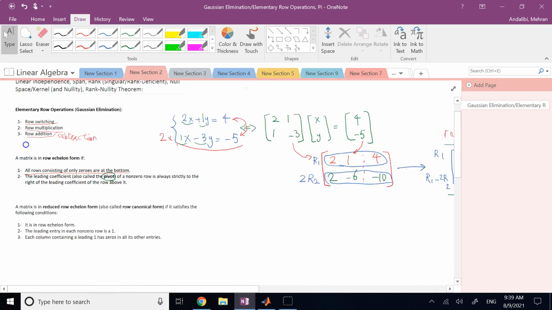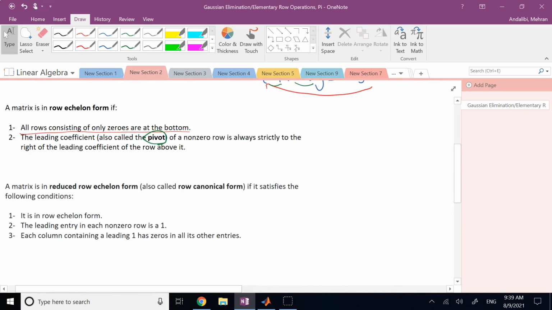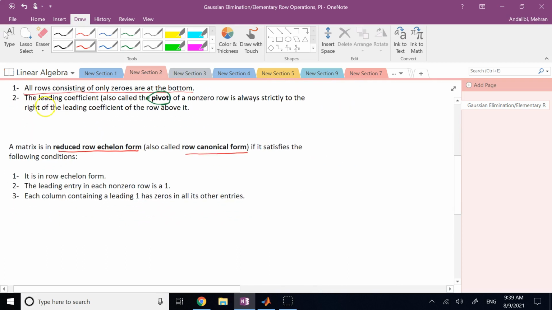Now, there is a topic that is very related to it, called the reduced row-echelon form, or sometimes called the row-canonical form, that is very similar to the row-echelon form, but with something extra. First, it has to be in row-echelon form, but then the leading entry in each row, the pivot basically, should be 1. And each column containing a leading 1 has to have 0 in all other rows.